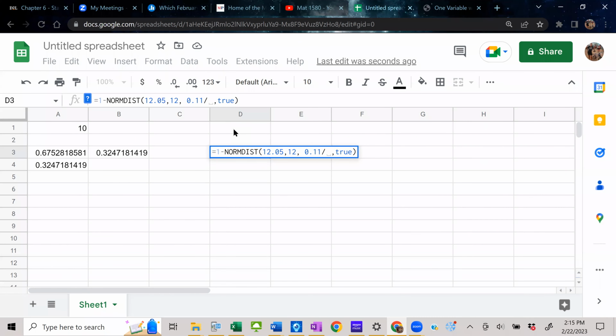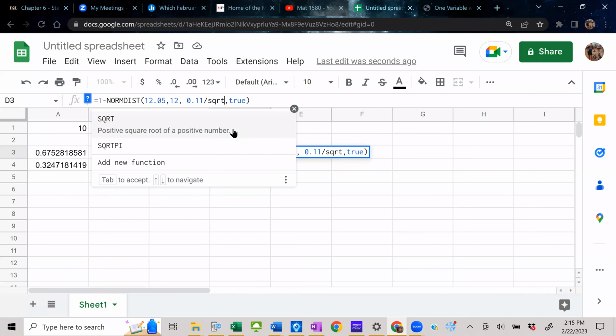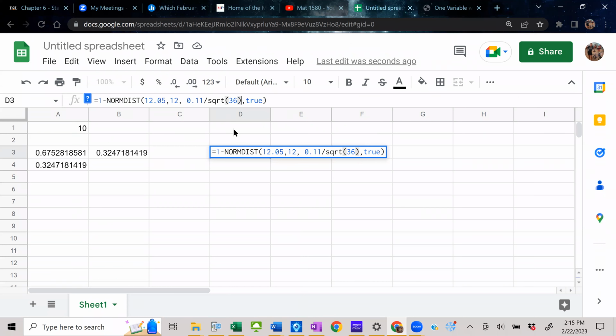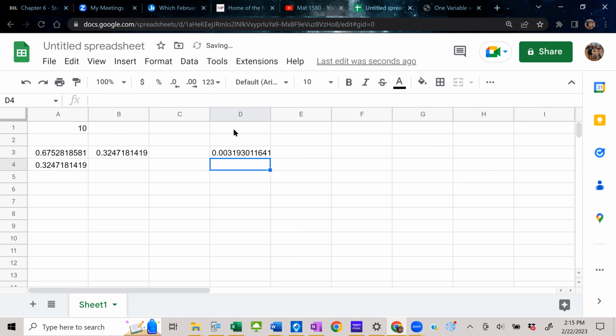In case you're curious, you can do square roots this way, SQRT of 36. Or you can just calculate it on your calculator and then type in the number, but it's easiest just to do it this way. So, wow. So I get 0.00319, etc. Are you okay with the calculation of the probabilities?